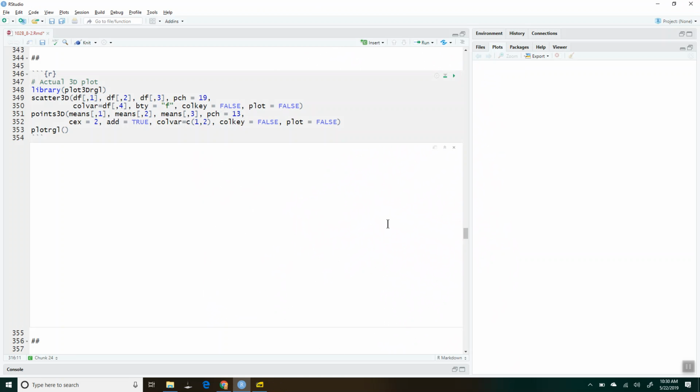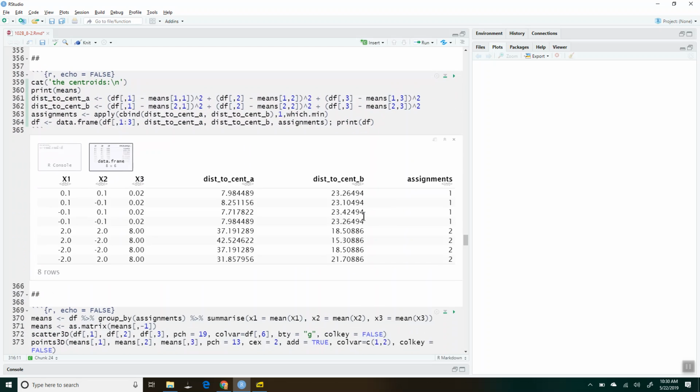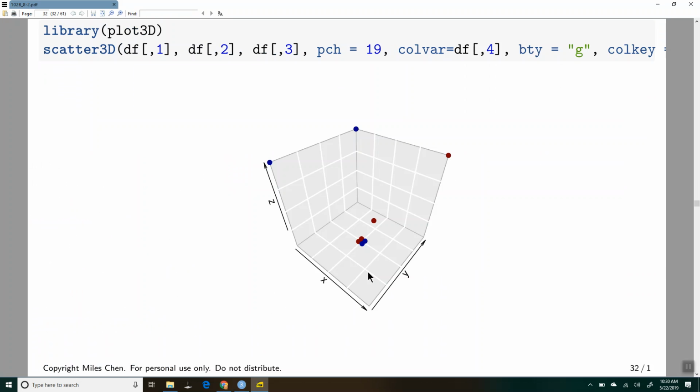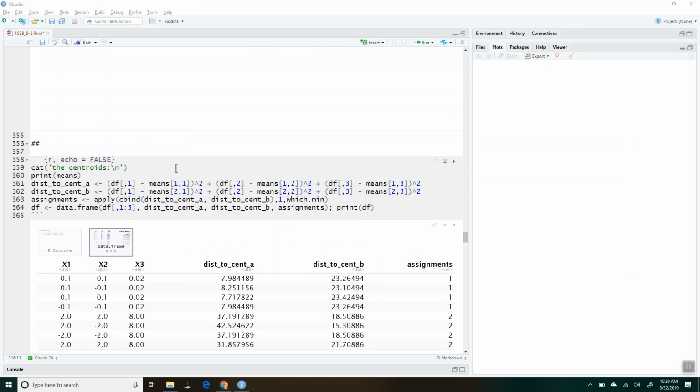And then we'll calculate the distance to each of those centroids, okay? Let me re-render all of this.